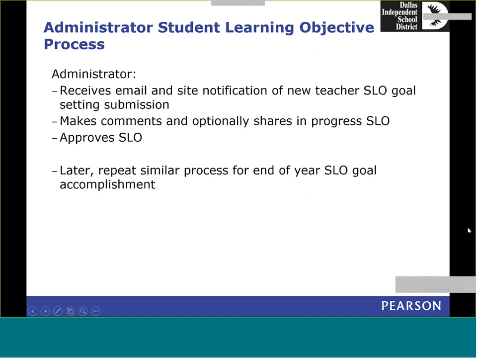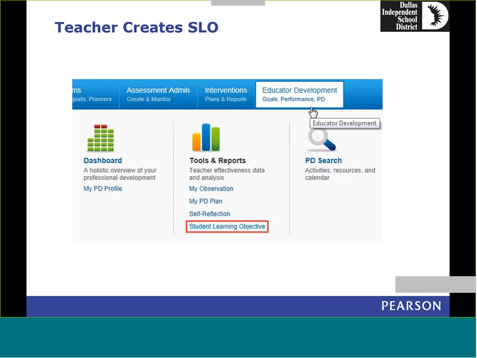So just so that you know what the administrator will see: the administrator will receive a notification within the tool that they have an SLO goal setting submission. And then they're going to make comments and then approve it, and then they can share it back with you. And then they're going to repeat this process again at the end of the year when you do the goal accomplishment.